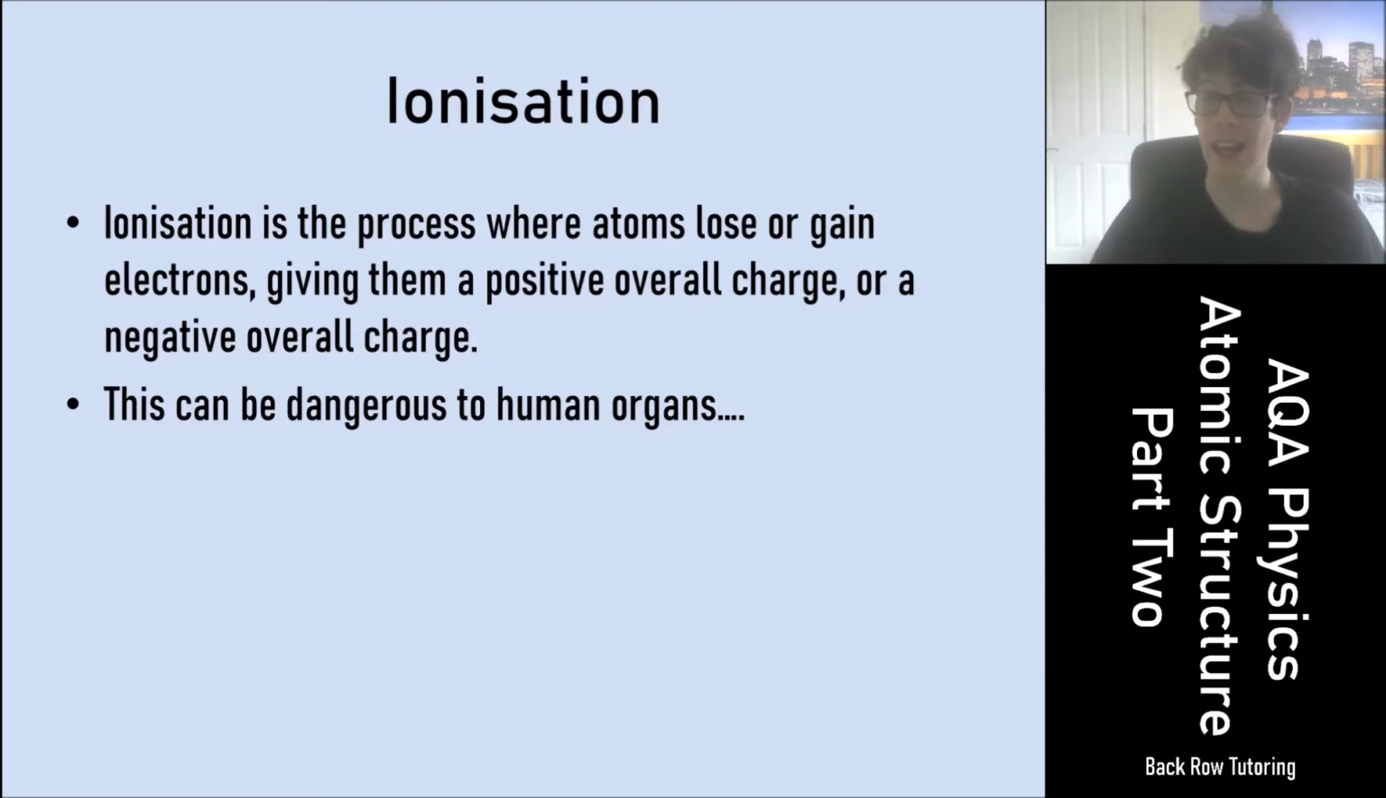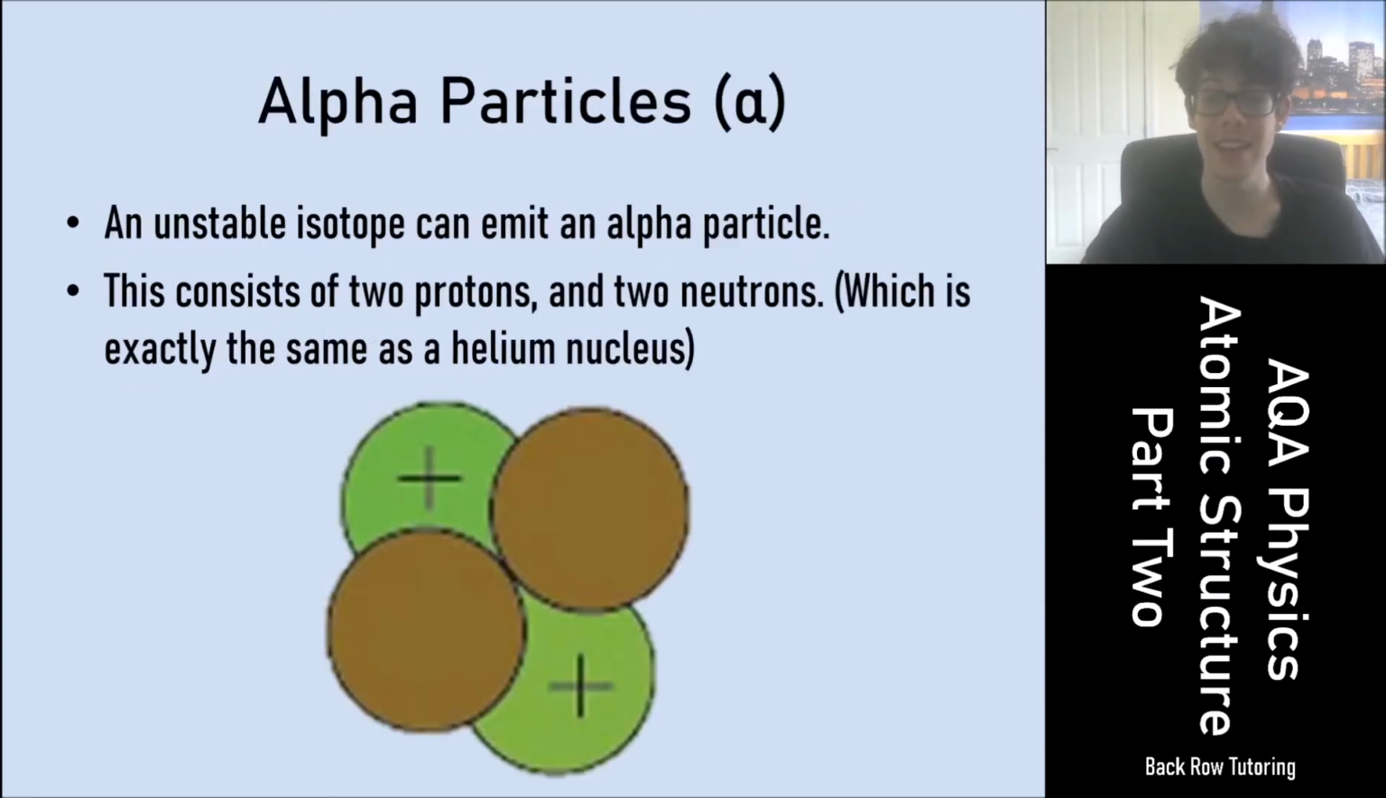atoms lose or gain electrons, and if you lose or gain electrons, you're going to get an overall charge because electrons have a negative charge. So if you lose some electrons, if you lose some negative charge, you're going to get an overall positive charge. If you gain electrons, if you gain negative charge, you're going to have an overall negative charge, and ionization is dangerous to human organs. The first bit of nuclear radiation that we are going to cover is alpha particles.